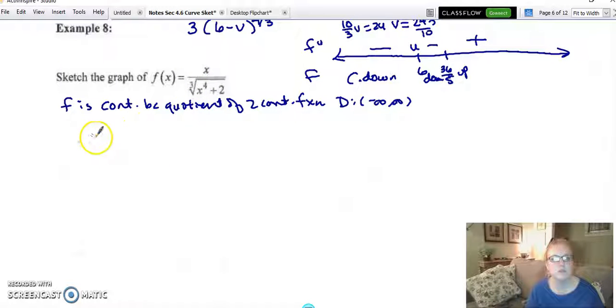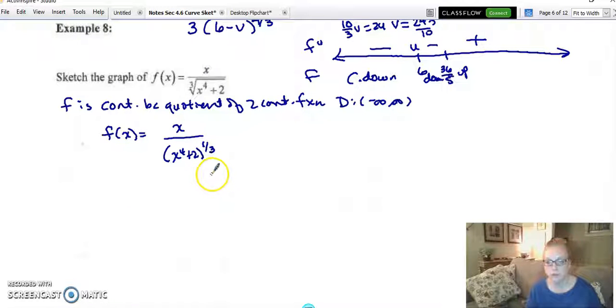When I'm finding my derivative, I probably do want to rewrite my f of x as x over (x to the fourth plus 2) to the 1/3, and we are going to use the quotient rule in order to find the derivative. While I'm thinking of it, I'm going to think about my x-intercepts, and x equal to 0 is going to be an x-intercept. That's a fairly easy fact to look at.